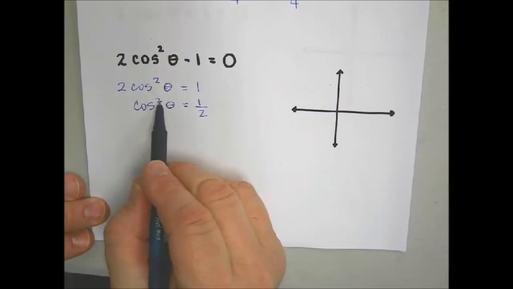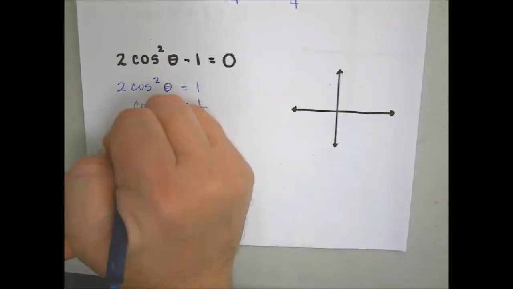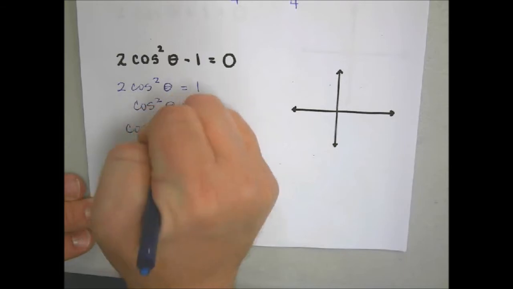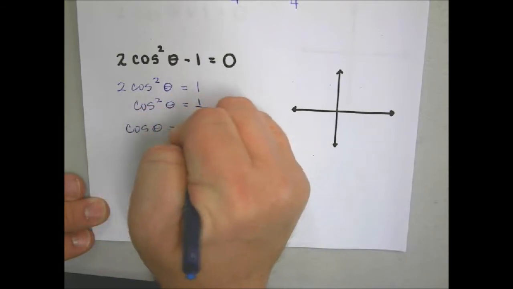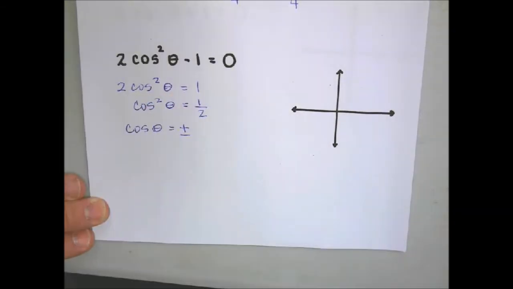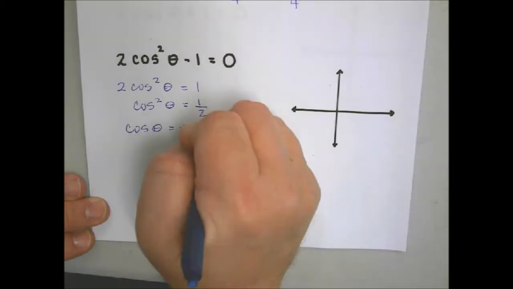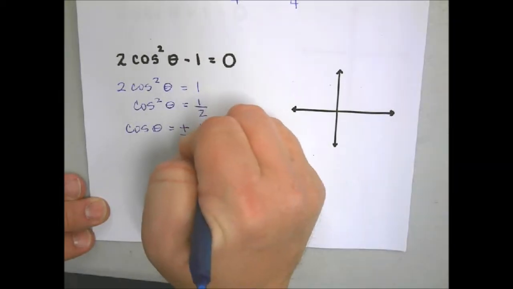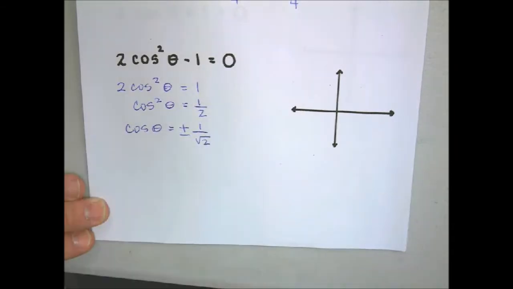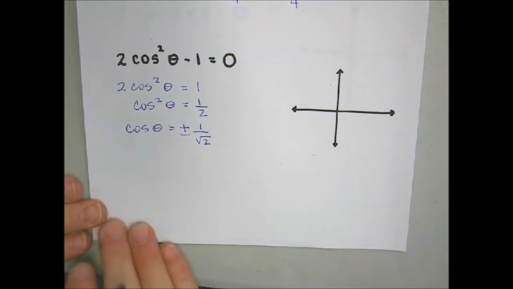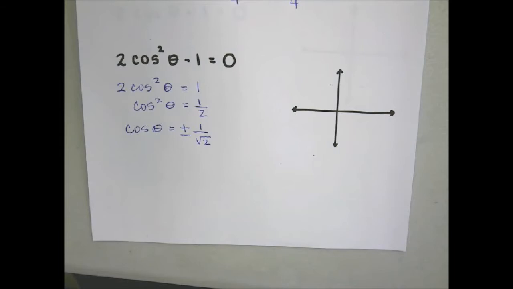Now I have to take the square root. Now, taking the square root does a couple of things. Number one, it gives me plus and minus as my answer, so I know I'm going to be in all 4 quadrants. But it would be the square root of 1, which is still 1, over the square root of 2. So cosine theta equals plus and minus 1 over square root 2.